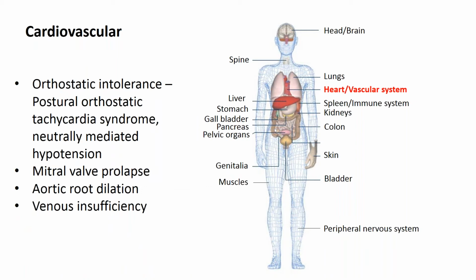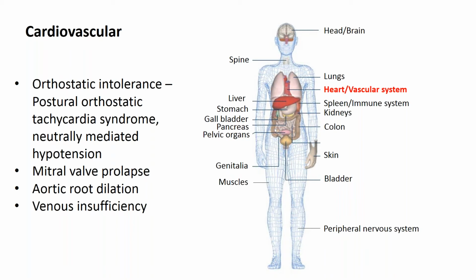In the cardiovascular system, involving the heart and the blood vessels, we may see orthostatic intolerance. This means that when a person goes from lying down to sitting up or standing, they develop a rapid heartbeat or their blood pressure may drop, and the patient may become symptomatic as a result. So they may become dizzy, woozy, may even have shortness of breath or chest pain as a result of that.